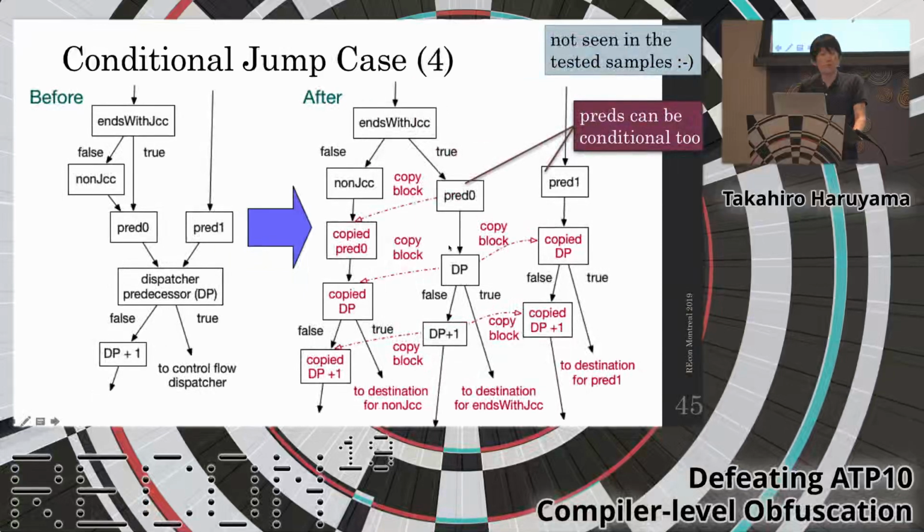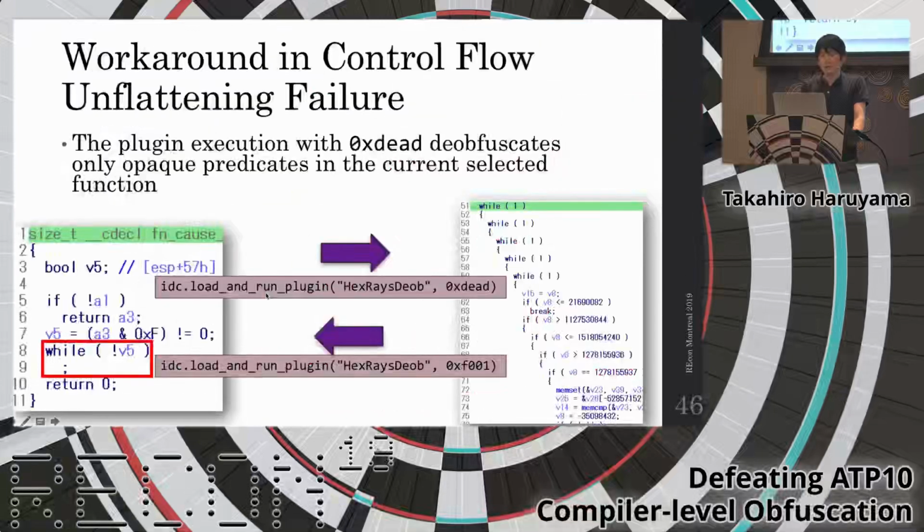The conditional jump case 4 is the most complicated, but actually I've not seen the case in the 2 tested samples, but I implemented it. I think it's a rare case, but control flow unflattening may fail. In that case, please execute the plugin with the value 0xDAD. It deobfuscates only opaque predicates in the selected function, so we can recover the lost code blocks due to the failure.